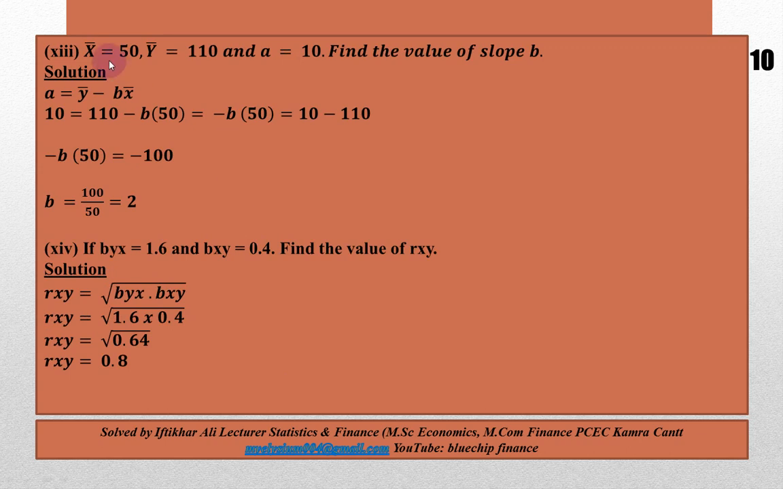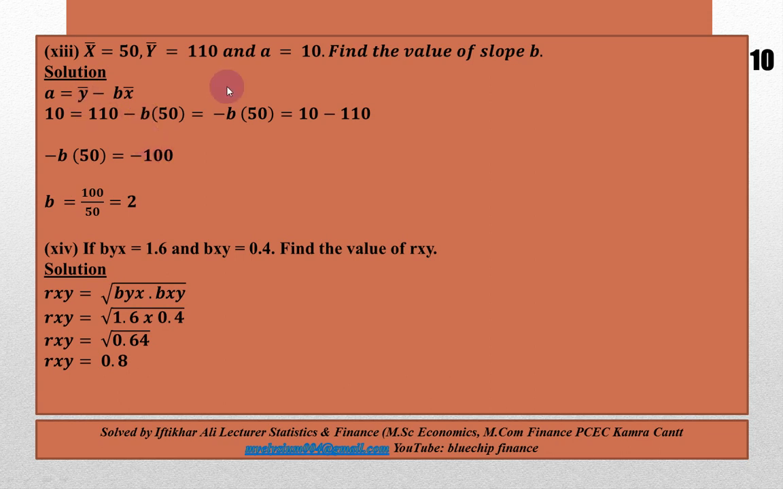Question number 13: x bar equals 50, y bar equals 110, and alpha is 10. Find the value of slope beta. If we use the method of time series, beta is always equal to sum of xy over sum of x square, but here alpha is equal to 10 and y bar equals 110 minus beta.